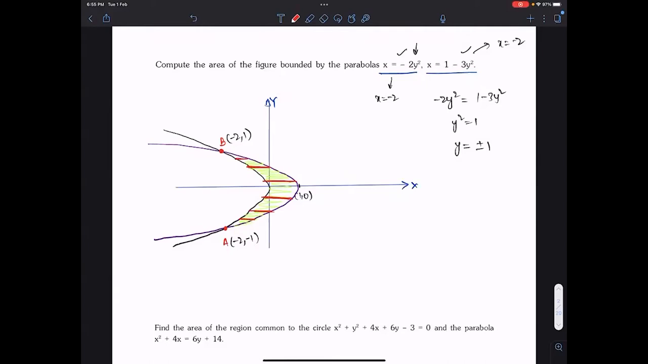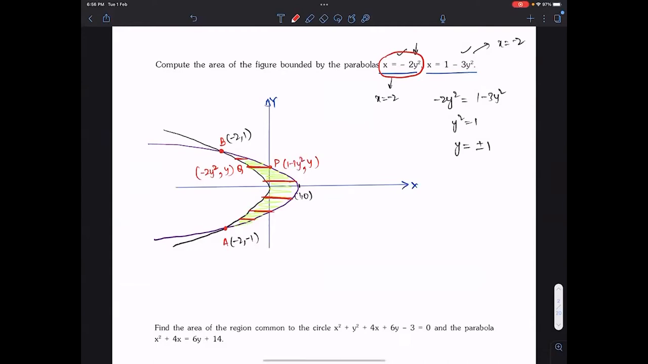Now, what you do, take one strip, AB is already taken, so PQ, let's say. For this strip, both y coordinates will be the same. So first you write y. Now x coordinates you write in terms of y. So what is the curve? First curve, x is minus 2y square. X coordinate will be minus 2 times y square. That's it. Second curve is 1 minus 3y square.